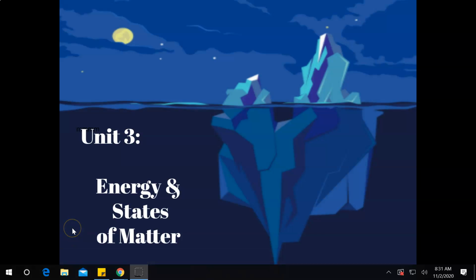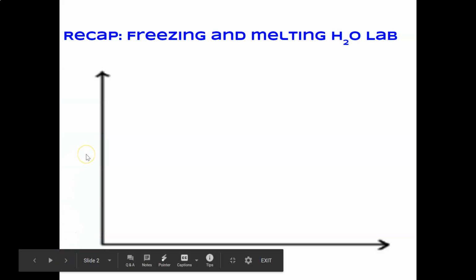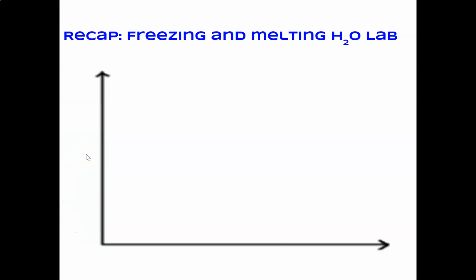This is the start of Unit 3. It's Energy and States of Matter. We started out with the lab that had to do with freezing water and then melting the ice. So we're going to do a little recap of that lab. In that lab, we had a graph that was collected that looked like this.